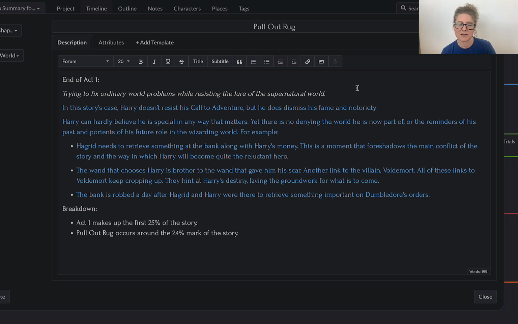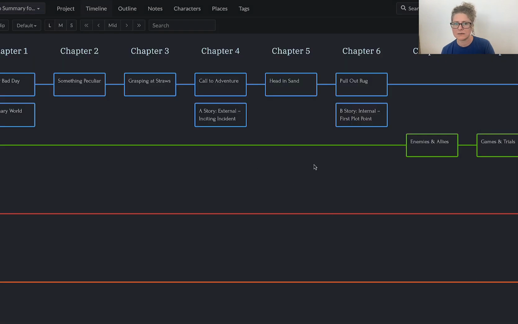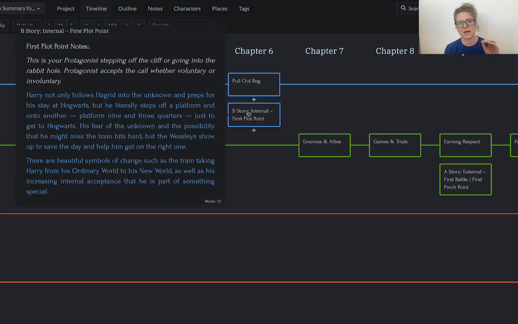Please always sprinkle and foreshadow things before you bring them out of your magician's hat, so to speak. The bank is robbed a day after Hagrid and Harry were there to retrieve something important on Dumbledore's orders. So all of these things are happening within a very specific time period that are making it very difficult for Harry to ignore something's a little off. Even though I'm super excited about the idea of this magical community, a few things are happening that are a little bit off. So here's our internal first plot point notes.